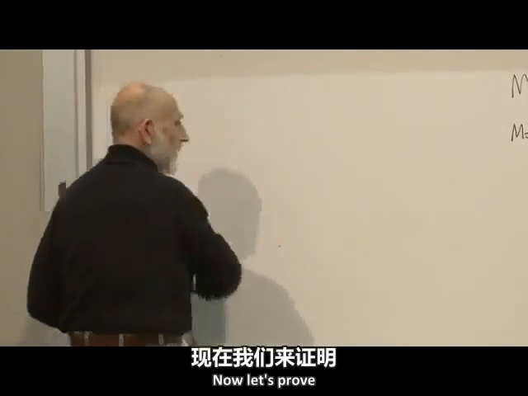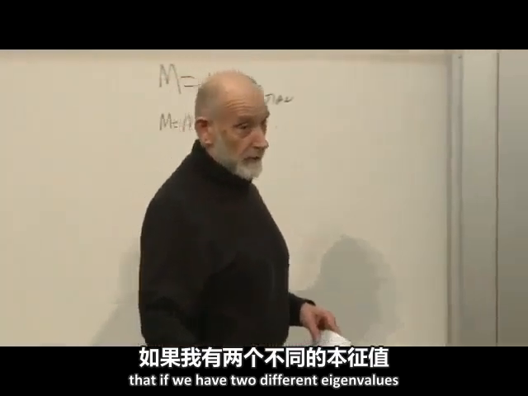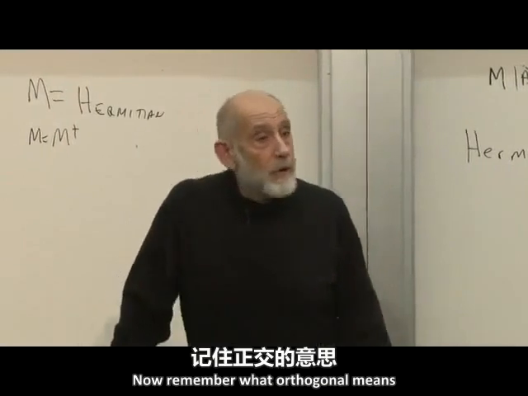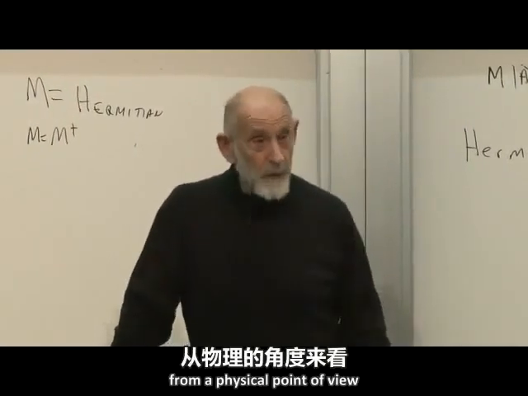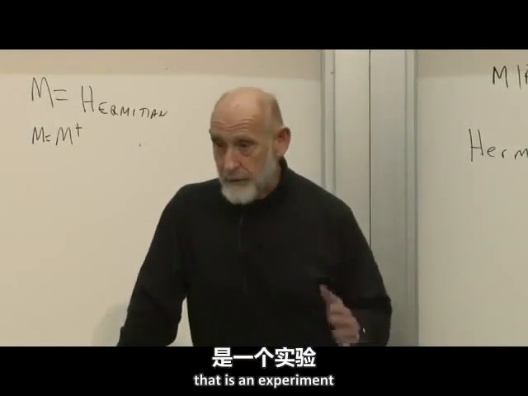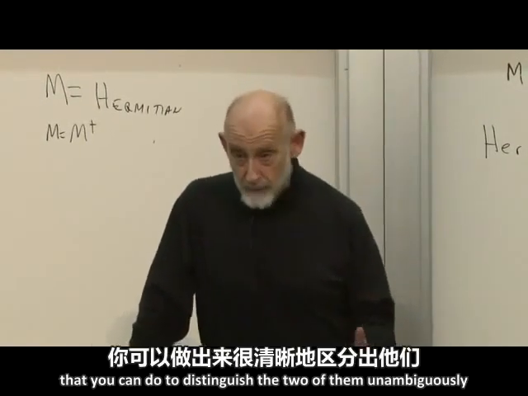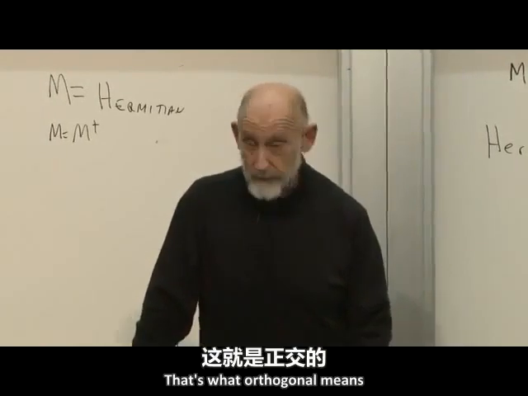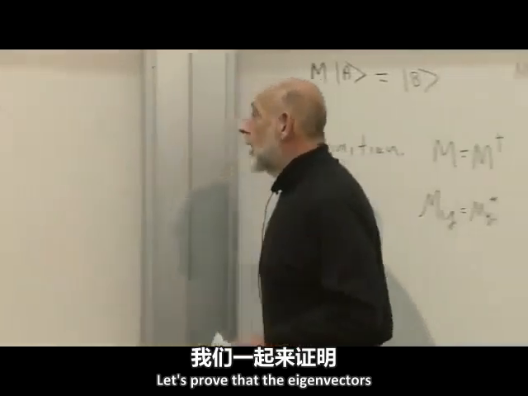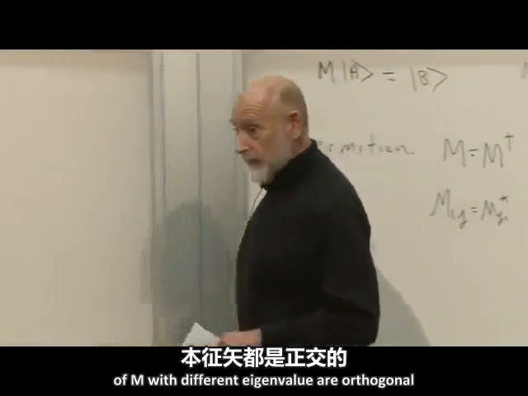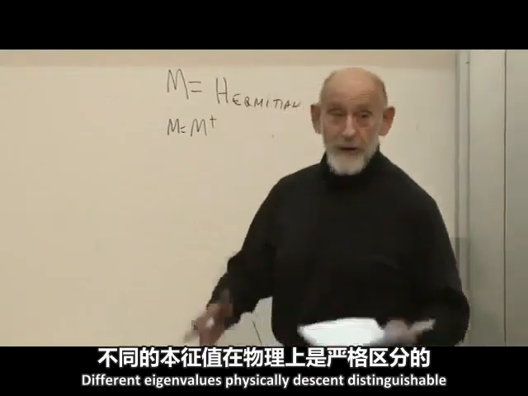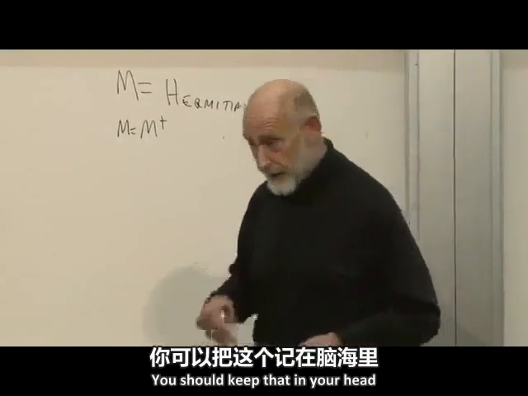Now let's prove that if we have two different eigenvalues, the corresponding eigenvectors must be orthogonal. Now remember what orthogonal means from a physical point of view. It means physically distinct, that there's an experiment that you can do to distinguish the two of them unambiguously. That's what orthogonality means from a physical point of view. Let's prove that the eigenvectors of M with different eigenvalue are orthogonal. Different eigenvalue, physically distinguishable. You should keep that in your head.